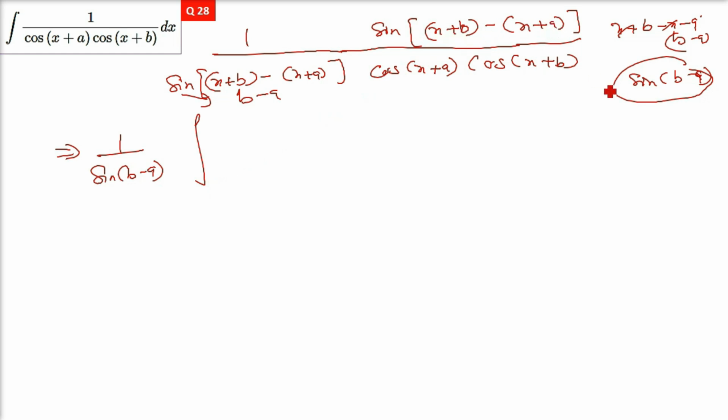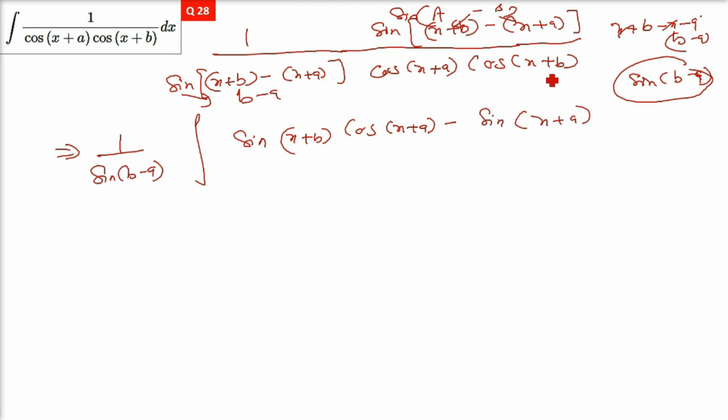This sin(x+b) minus sin(x+a) is sin(A minus B). Now you have to apply the formula of sin(A minus B): sin A cos B minus cos A sin B. So what is A here? x+b. What is B here? x+a. So sin(x+b) cos(x+a) minus cos(x+b) sin(x+a). You can just exchange the position, it's up to you.